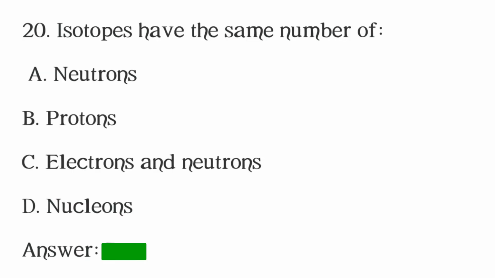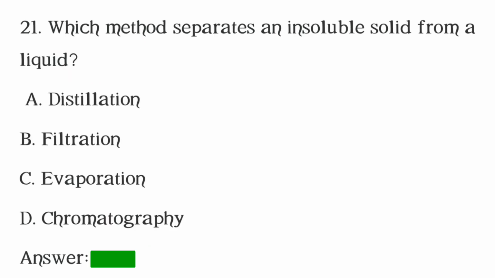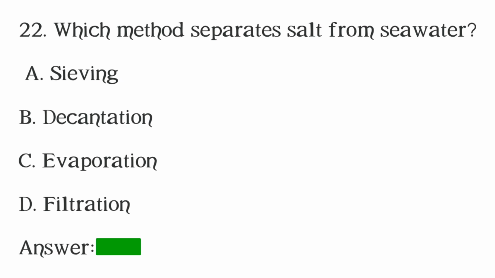20. Isotopes have the same number of A. Neutrons, B. Protons, C. Electrons and neutrons, D. Nucleons. Answer, B. 21. Which method separates an insoluble solid from a liquid? A. Distillation, B. Filtration, C. Evaporation, D. Chromatography. Answer, B. 22. Which method separates salt from seawater? A. Sieving, B. Decantation, C. Evaporation, D. Filtration. Answer, C.